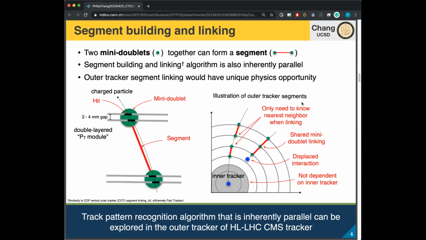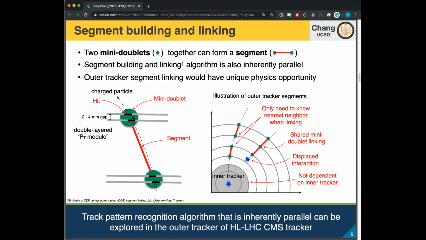So in slide 6, I'm moving forward to explain how to build a track from the mini doublets. If you imagine having two mini doublets between two modules, in the bottom left cartoon, I'm showing you two double layer PT modules shown in gray. And then there are the hits that are put together to form a mini doublet, which I'm showing in green circles. So if you put the two mini doublets together and form a segment, you can start looking into how to build a track by linking the segments together.